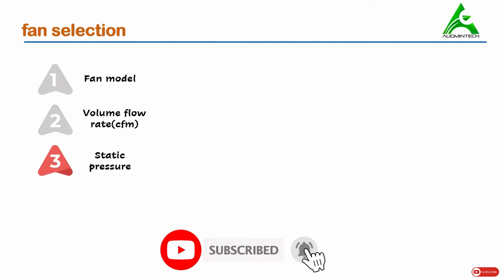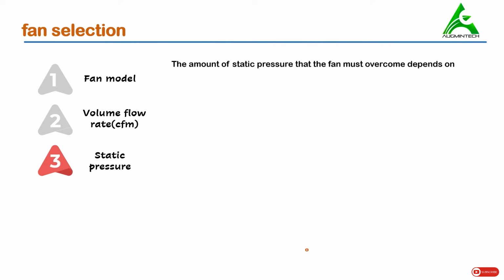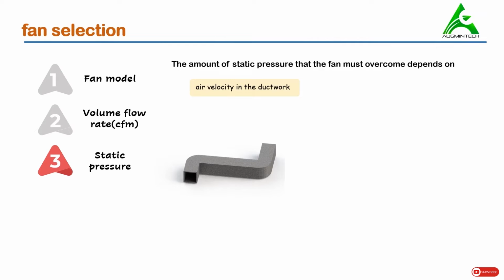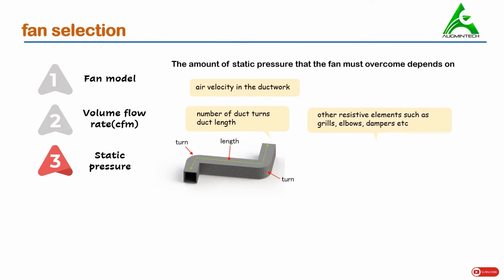Alright, moving forward, static pressure built up inside the ducts. This is the amount of static pressure that the fan must overcome, and this depends upon the air velocity in the ductwork. So let's say this is a duct. First we have to consider the number of turns. Here we see that the number of turns is 2. Then we'll also consider the duct length, which is the total length from start to end.